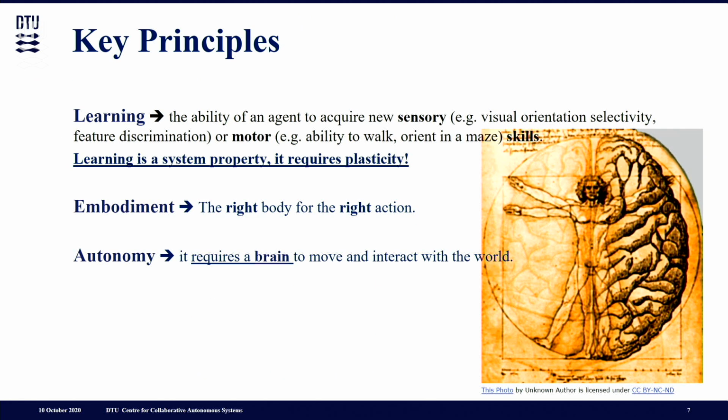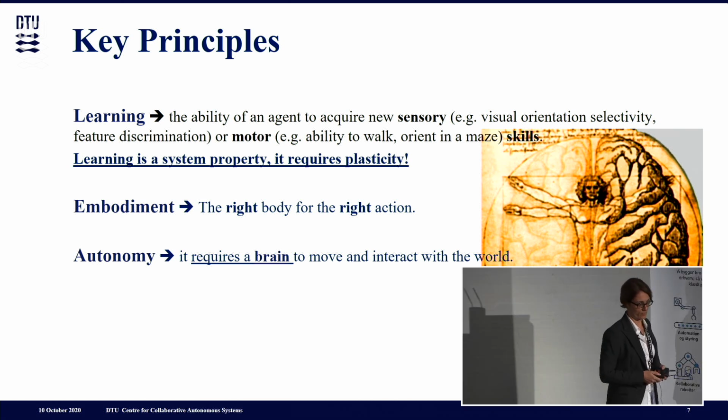If you are not yet convinced that we need a brain for obtaining autonomous systems, think about the three main key principles for achieving that. One is learning. I hope you agree with me, it is the master key, and it's a system property, so it requires plasticity. The second one is embodiment. We have the perfect body and the perfect brain to do something.